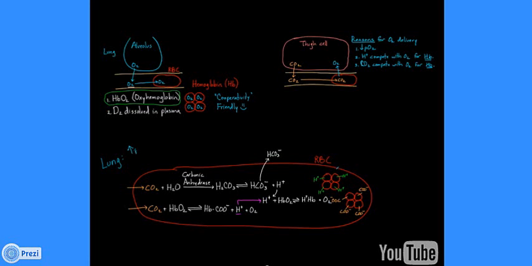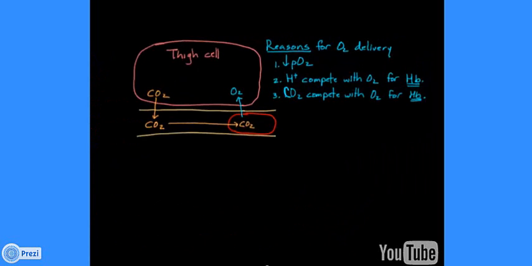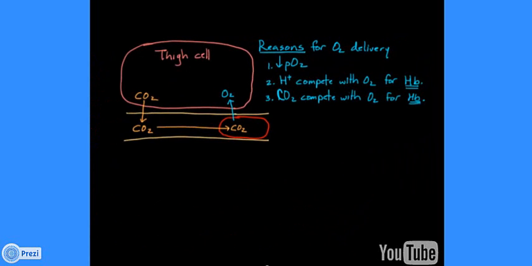We've got a high amount of oxygen here, and we've got a low amount of CO2. So really quite different than what was happening in the thigh. So when the blood is leaving the thigh headed back to the lung, what's it got with it? Well, it's got a few things.